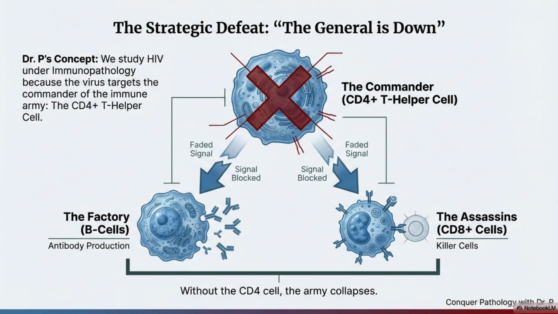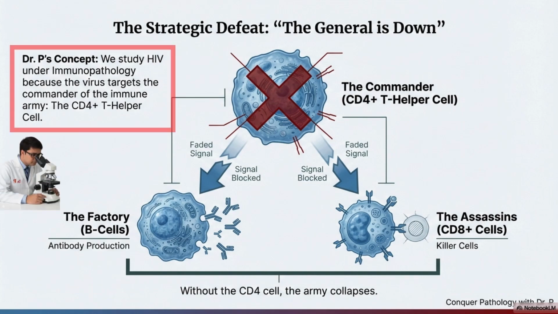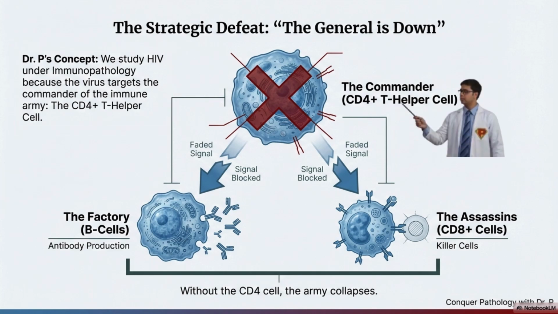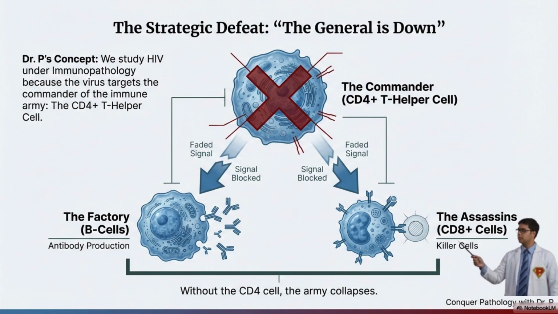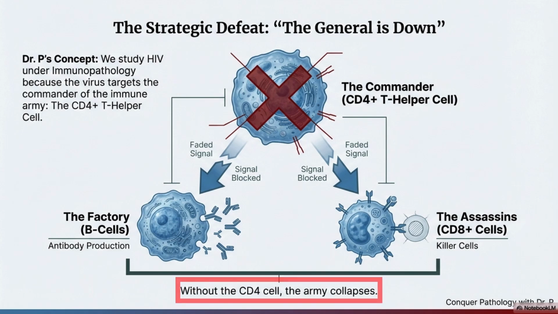Why do we call it a strategic defeat? We study HIV under immunopathology because the virus targets the specific commander of the immune army, the CD4 plus T helper cells. Look at the diagram. The commander CD4 issues the orders. The factory B cells, they need the order to make antibodies. And the assassin CD8 cells, they need the order to kill. Without the CD4 cell or the commander, the signal is blocked, the army collapses.